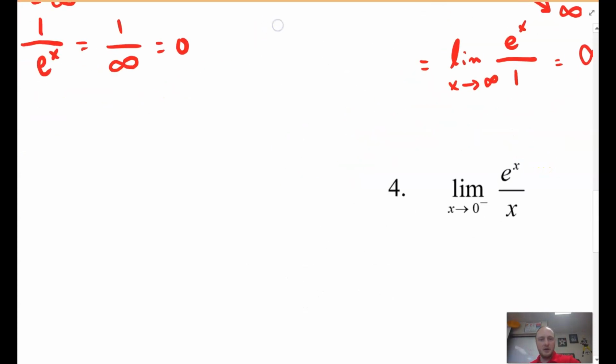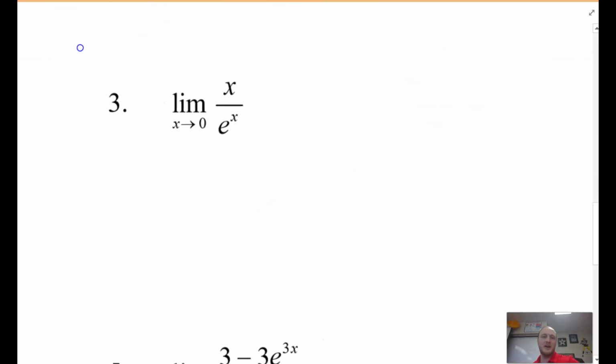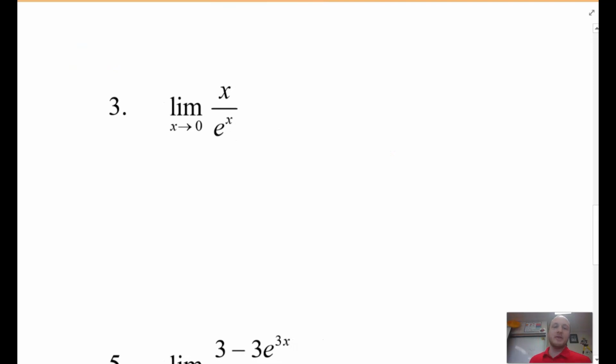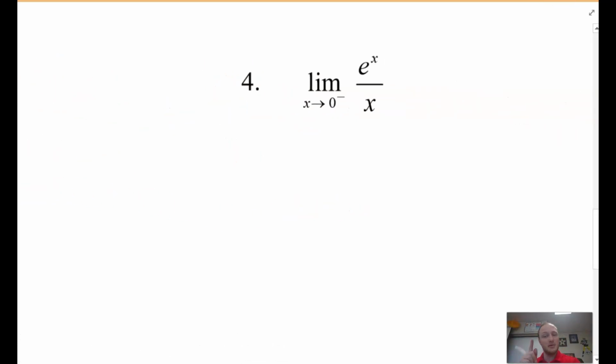Number 3. What about this one? The limit as x goes to 0 of x over e to the x. And I know you're like, it's clearly 0 over 0. Well, let's see, you don't know. So I plug in 0, e to the 0, that is 1. So, is that 0 over 0? No. This is just 0 over 1, which is 0. Not always L'Hopital. Not always.